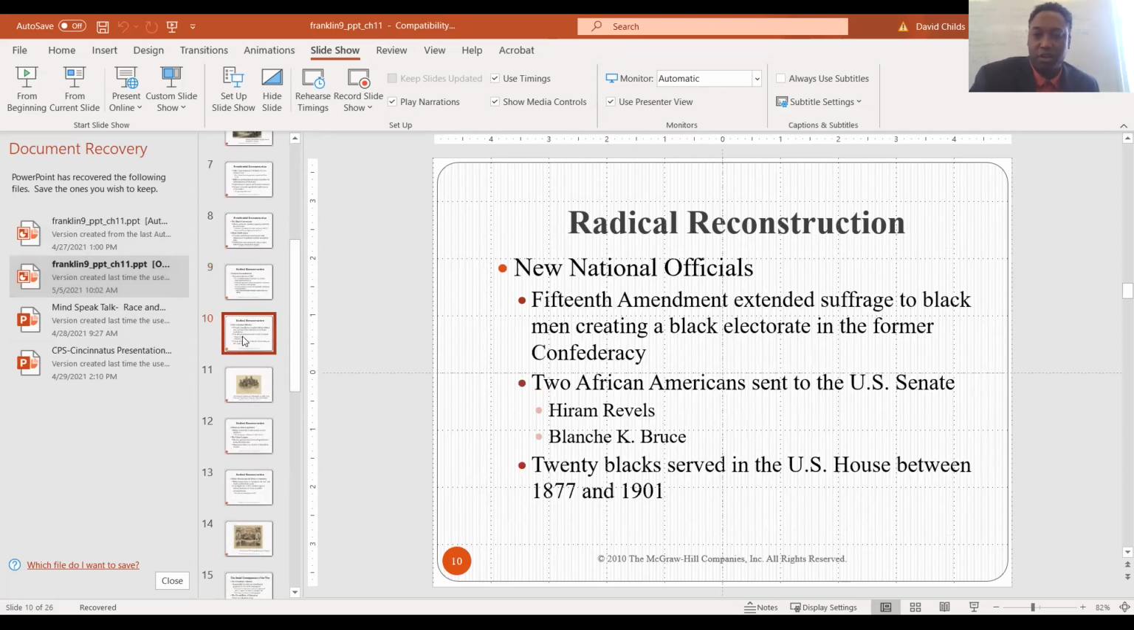There was a new national officials. The 15th Amendment officially gave Black males the right to vote. Okay, created a political electorate in the former Confederacy.